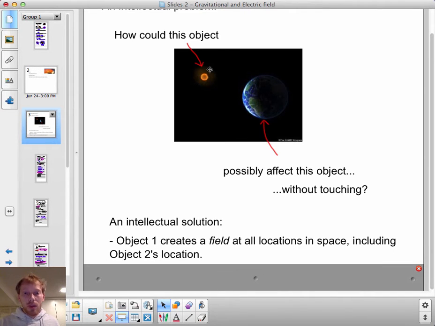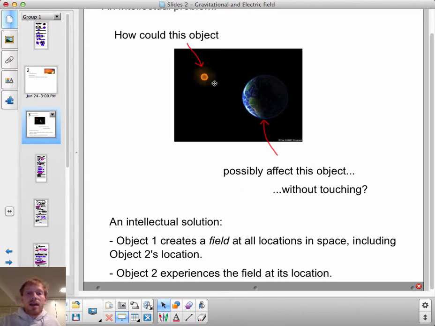So you might have one object create a field at all locations in space, including this object that it seems to be exerting a force on without touching. And so then, if you move the second object to a particular location with a gravitational field, the field causes the second object to experience a force. So the question was, how can one object exert a force on another object without touching it?